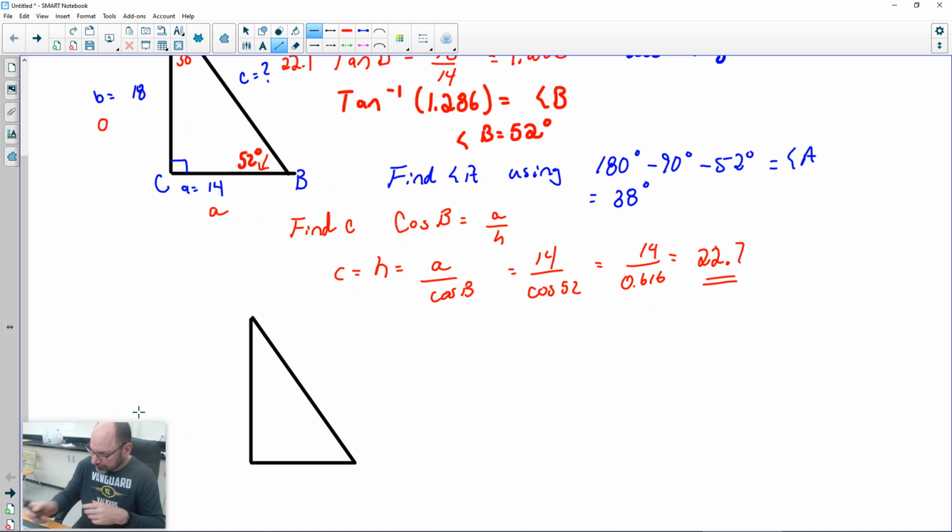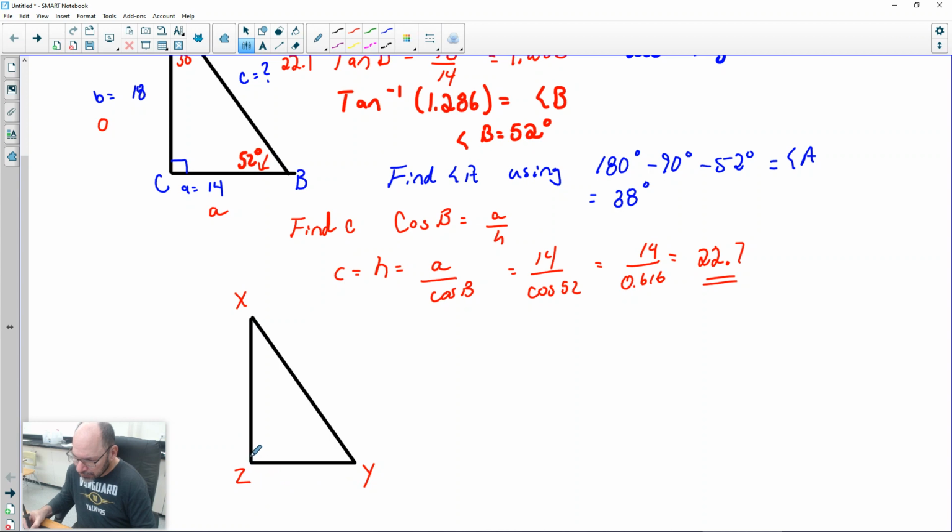Okay, so different sides. Let's say this is ABC again, or let's call it something else so we don't get mixed up. Let's call it X, Y, and Z. Let's say that this one is 100, this one is 74, and this is little y here, this is little x here, and this one here is little z. We want to find angle y, angle x, and side z.